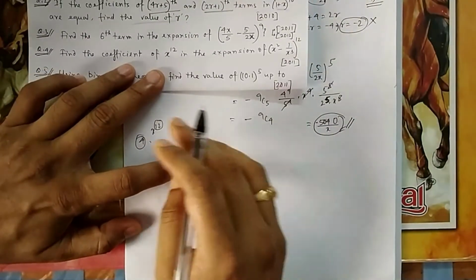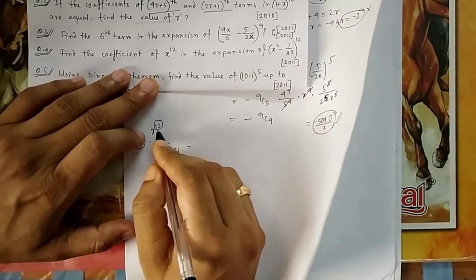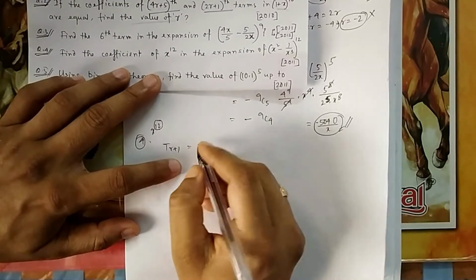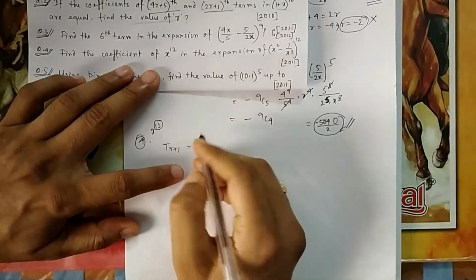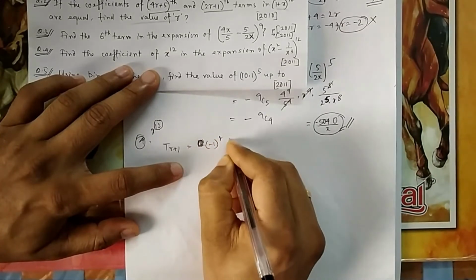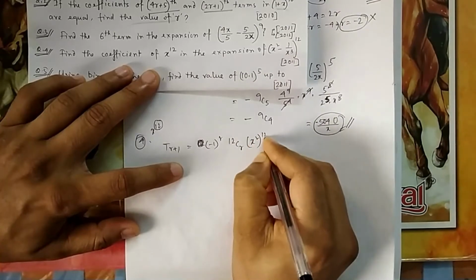So always we will consider that r plus 1 term. Then we will make that x power equal to 12, so that we will find the answer. So t(r+1) will be equal to, what is here? It is 12. So again minus will be there. Minus 1 to the power r, 12Cr, then x square to the power 12 minus r.